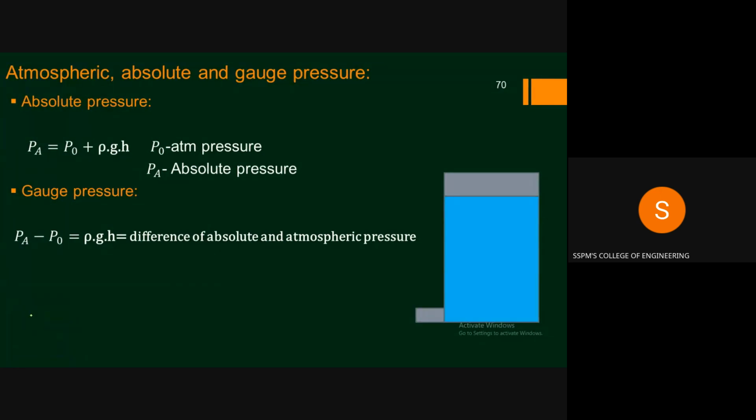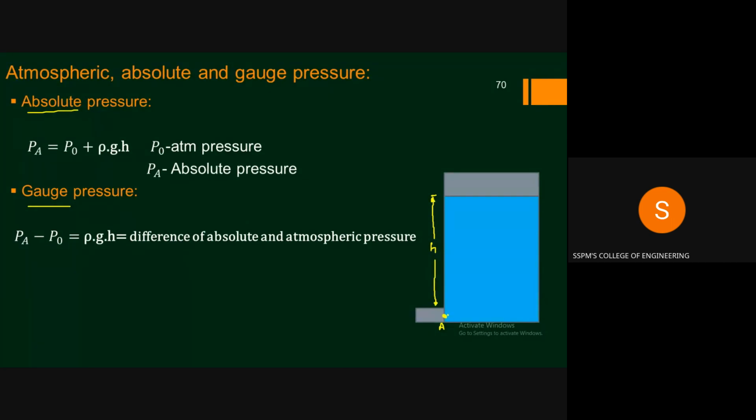Then the next concept is about the absolute pressure and the gauge pressure. Okay, the meaning of absolute pressure is when we measure the pressure by considering the effect of atmospheric pressure, then that is called as the absolute pressure. Now consider this same example. This is the tank, it is completely filled with the water, and this is the point where we want to measure the pressure. So let us take the point as A, and the height of the liquid above that point is h.